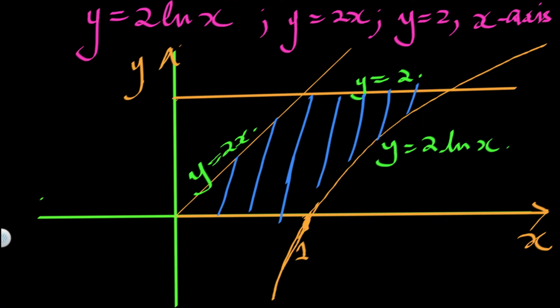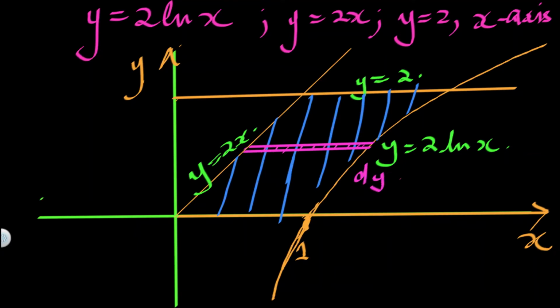Let me use a different pen. So I draw a line. Here I draw another line here. This is a thin strip. If you look at this strip, it has a thickness. The thickness of this strip is actually delta y.